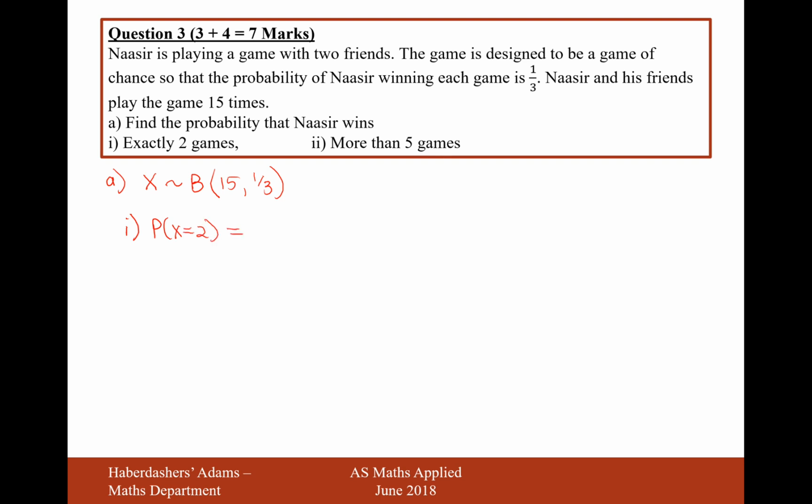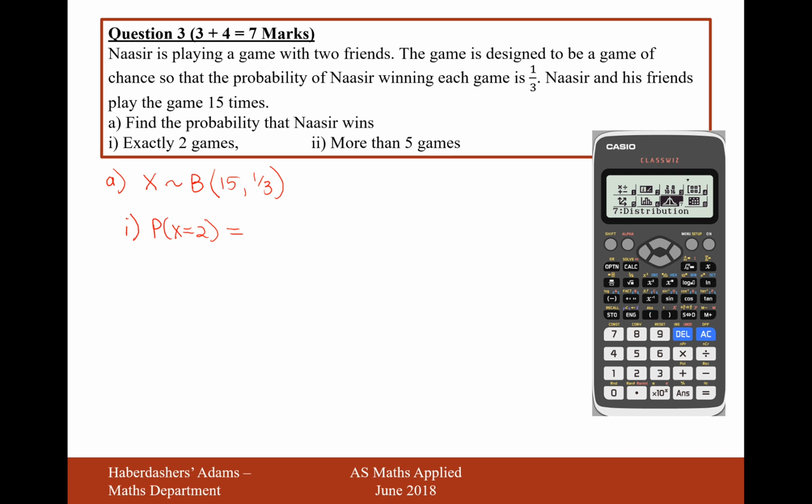Now the way we'll calculate this is by using our calculator. So hit menu and then go to mode 7. For this one you want binomial PD mode. PD is for probability distribution, which is when we want to work out the exact probability of just one number of outcomes. So for example here, 2 games winning. So press 4 and then we want variables, so we will press number 2.